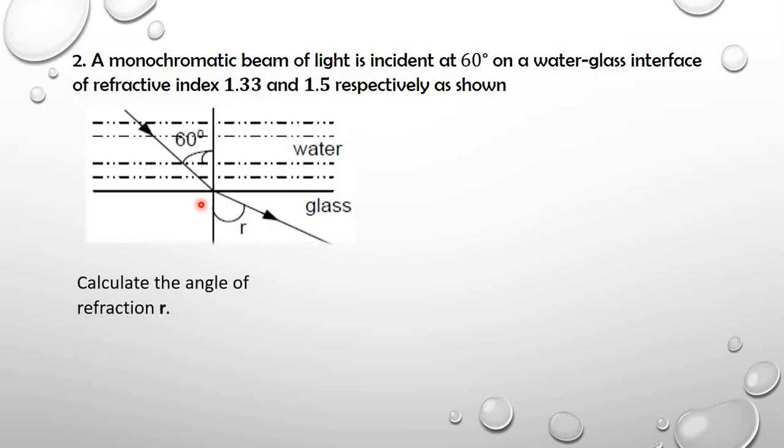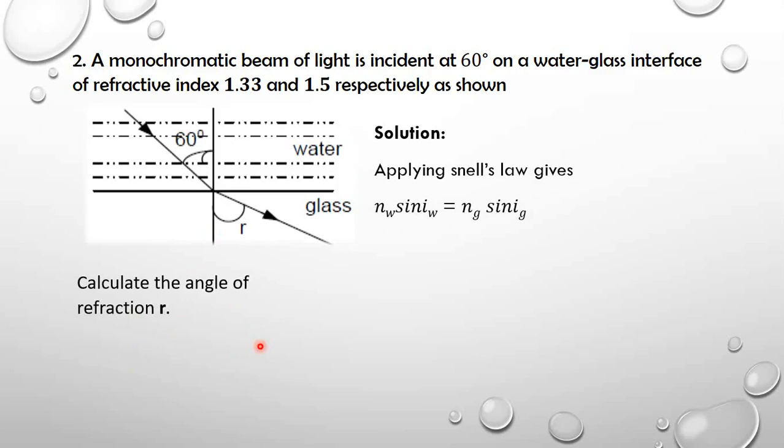So the question here is calculate the angle of refraction R. So here we are going to use the relation for Snell's law, and that is n water sine I water is equal to n glass sine I glass. So what I was talking about here, we can't use just n is equal to sine I over sine R. That one will apply as long as you are moving from air to glass or air to any other medium. But since you are moving from water, purely this is the relation you have to use, that is n sine I is equal to a constant.